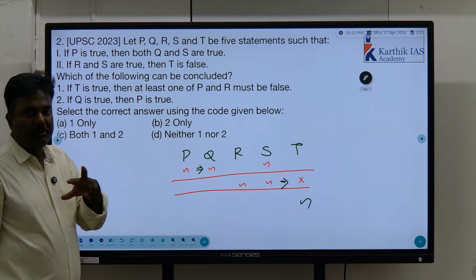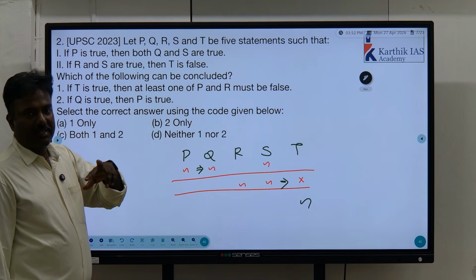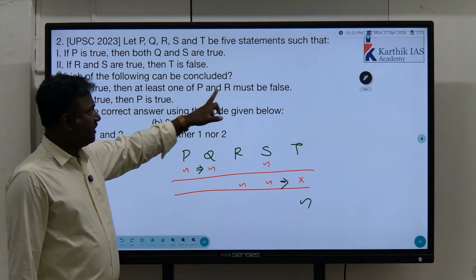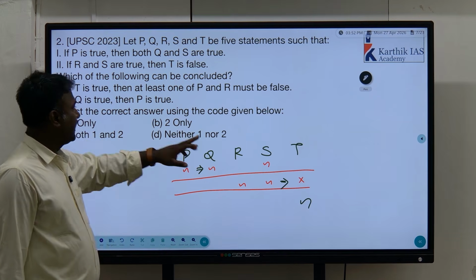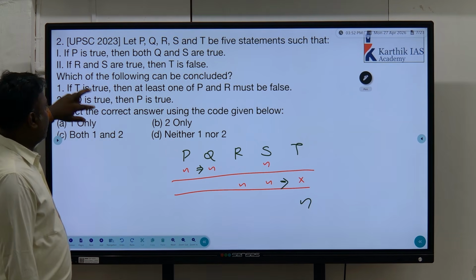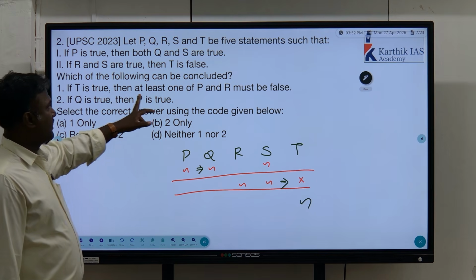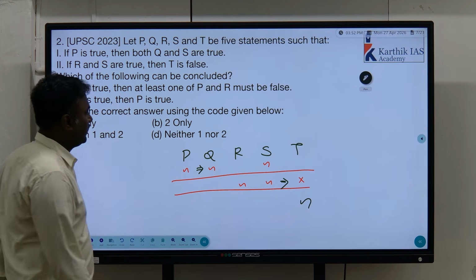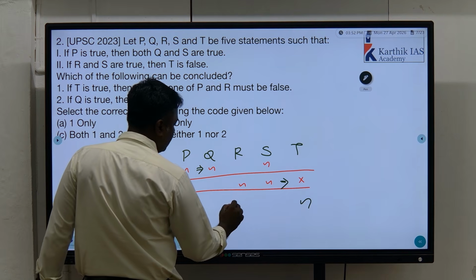For that, what we have to do is take the contradictory statement. Understand? So this has to be true or false. First, we need to check, right? So for that, I will take the contradiction. If T is true, then P and R both are true, I will take. Both are true, if I take.